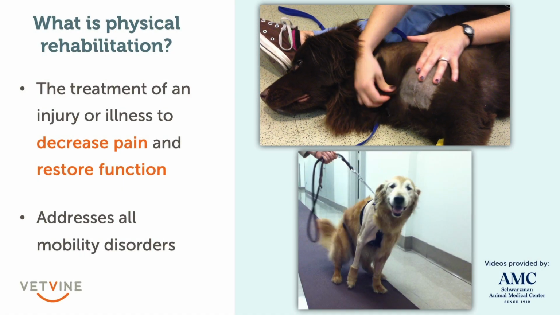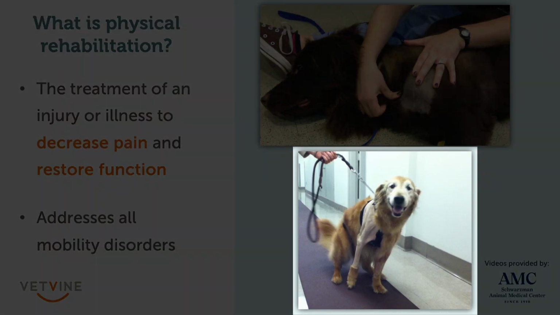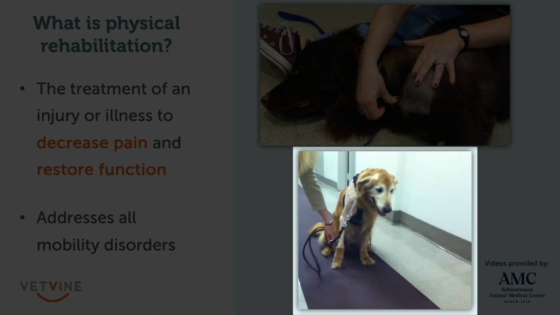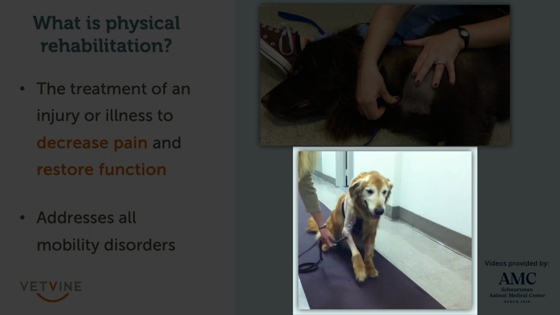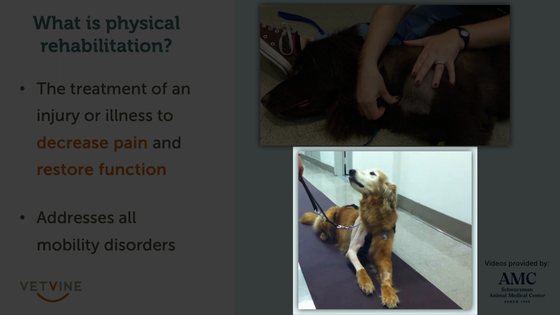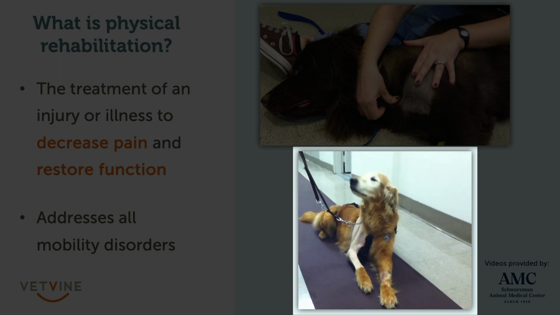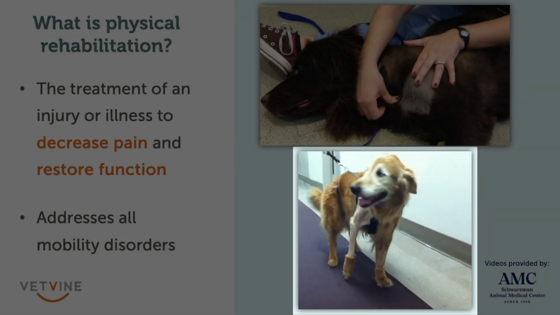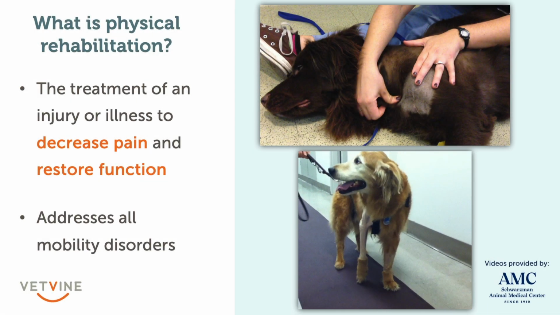And this is a guide dog who had a tumor on his shoulder blade. It was an osteosarcoma and had the shoulder blade removed. And he could barely sit down and stand up. So that's a major problem with his function that we had to be able to return for him to be able to be a guide dog again. So we really address all mobility disorders when we're talking about physical rehabilitation.